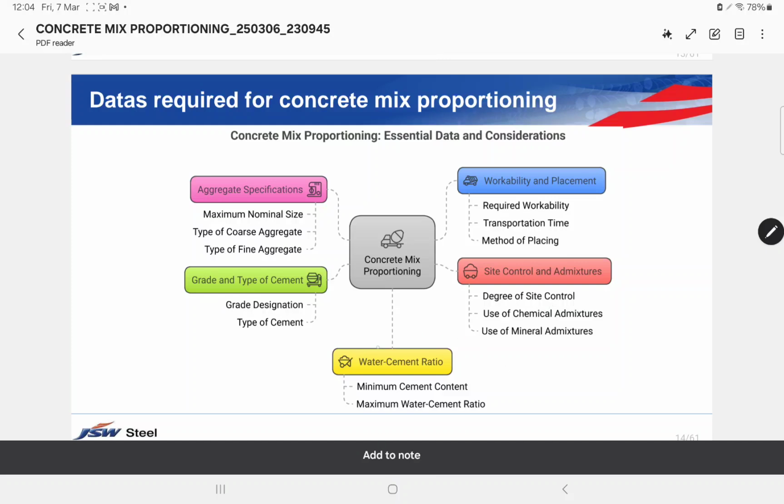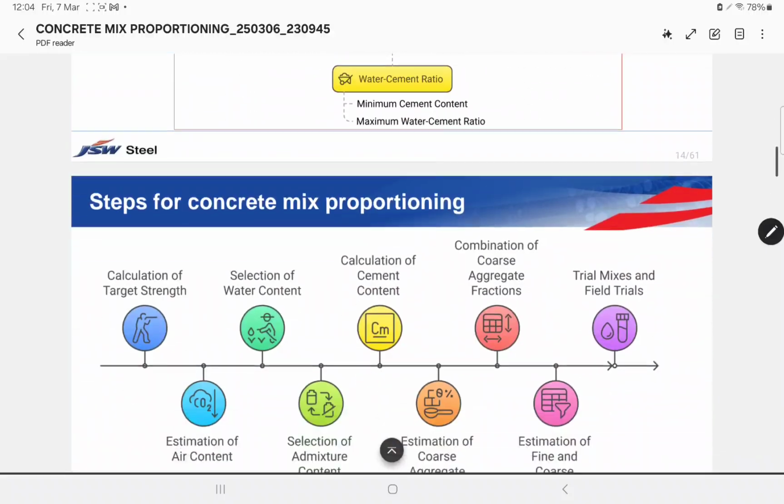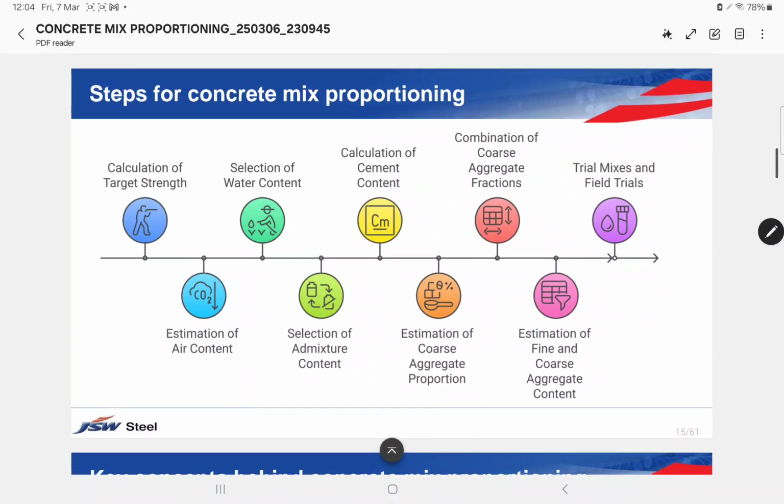These are very important from a durability point of view, and also the grade and type of cement, and some aggregate specification. What is the maximum nominal size? That will be based on the minimum dimension of your structure, the opening size, and the cover, which will tell you the maximum size of aggregate, and the type of coarse aggregate and type of fine aggregate. So these are the inputs that you require for designing a concrete mix, and these are the steps.